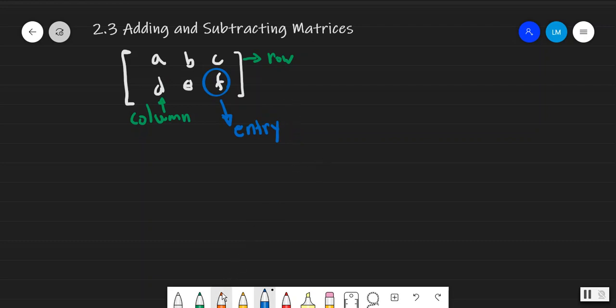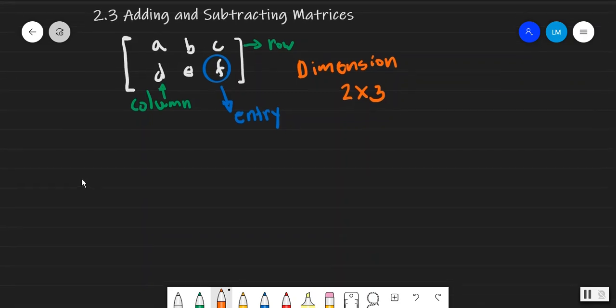So the thing that we can say is that the dimension of this matrix is going to be a 2 by 3. Why is that? Because it has 2 rows and 3 columns.